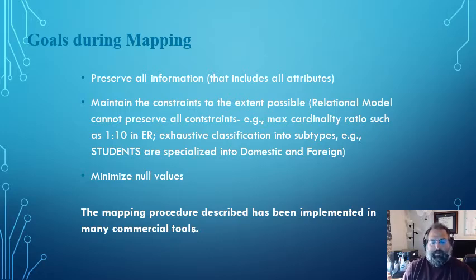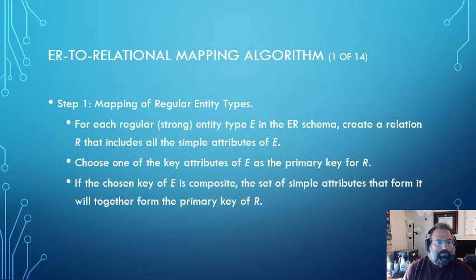For example, max cardinality ratios such as 1 to 10 in ER, exhaustive classification into subtypes, etc. Students are specialized into domestic and foreign. Minimize null values. The mapping procedures described have been implemented in many commercial tools, and there are tools that do this stuff for you. You basically draw a diagram and they produce essentially the schema for you.